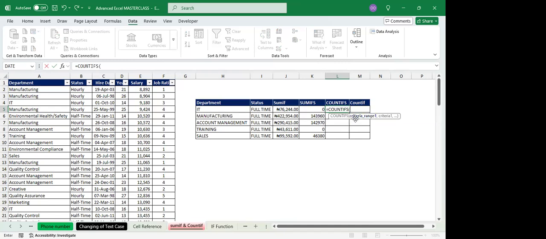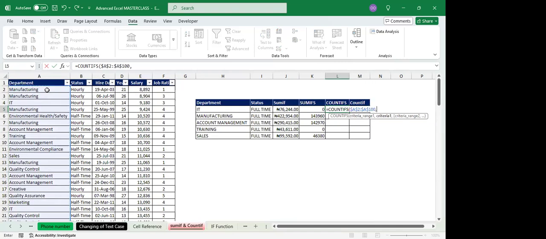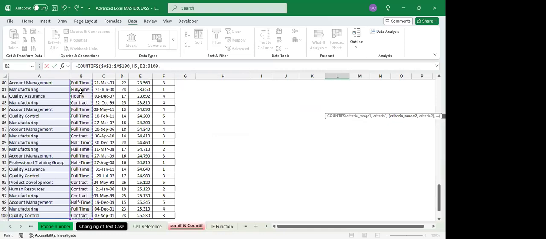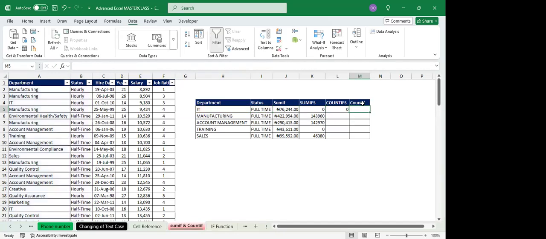It's asking me what's the criteria range 1. Criteria range 1 is talking about the department. I will lock it, comma. Criteria 1 is IT. Comma. Criteria range 2 is talking about the job status. I'll select it, lock it, comma. Criteria 2 is full time. I don't have criteria 3. If I press enter, you can see that there's nobody in the IT department who is a full-time staff.